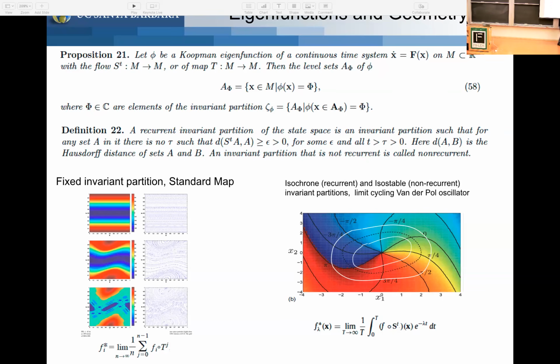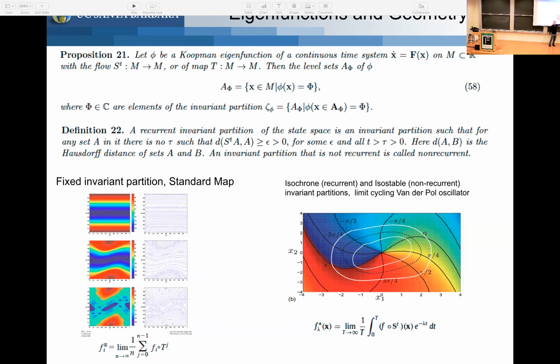You can extend the notion of time averages by multiplying. This is in the continuous time case where I'm taking the composition. Note this is the Koopman operator here. Ut is a composition of f with St, and I'm multiplying with e to the minus lambda t. For lambda equal to 0, I get time averages in the continuous case.